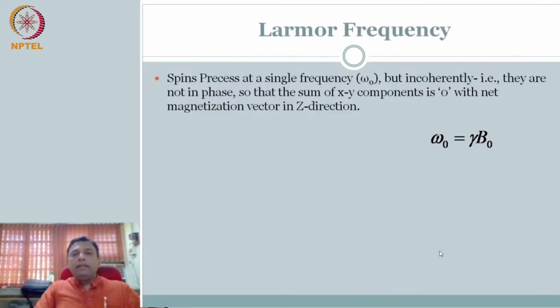So just to complete the idea about the definition of this Larmor frequency, the spins precess at a single frequency omega naught. But notice, this is another very easy to state concept but difficult to comprehend. They are not in phase, so that the sum of the xy component is 0 with the net magnetization vector in the z direction. That is very complicated to understand. Imagine this is what we are doing. What do we mean by the statement of not in phase?